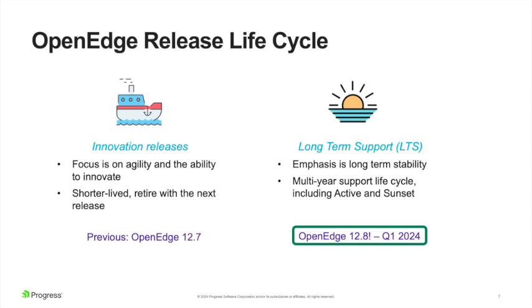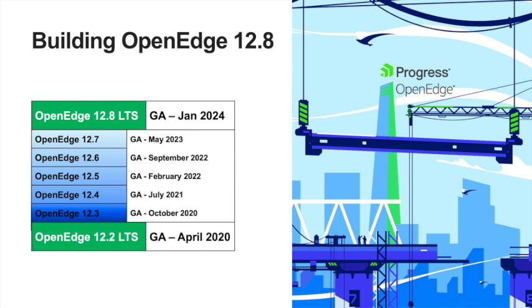On the other hand, there's the long-term support releases, where the emphasis is on long-term stability. There's a multi-year support lifecycle that includes both active and sunset phases, and we're so pleased to announce that OpenEdge 12.8 was released in Q1 2024. The previous LTS 12.2 was released 4 years ago in April 2020.